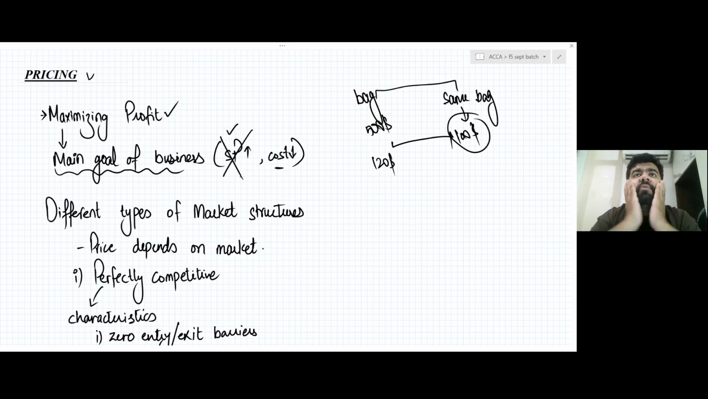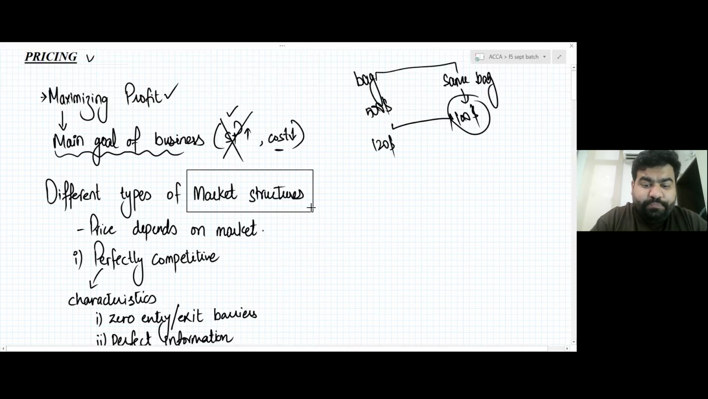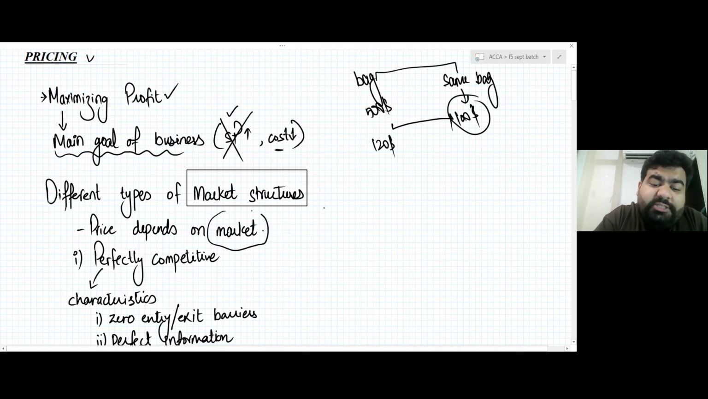Before going to the pricing concept, before deciding what price of the product we have to set, we have to understand the different types of market structures. Different types of market structures should be understood first, then we'll understand the concept of pricing. Why? Because price depends on the market, and every product obviously has its unique market. So price depends on that market.